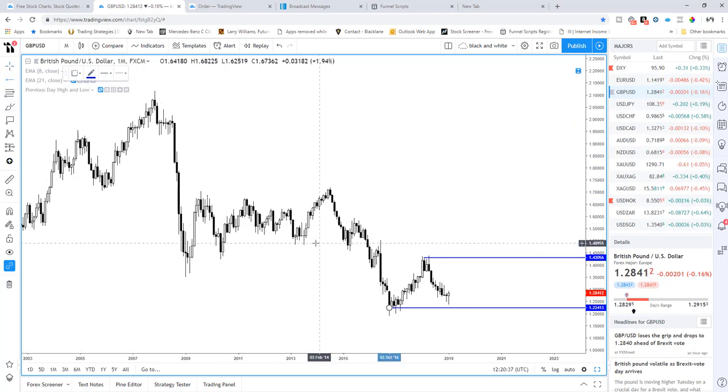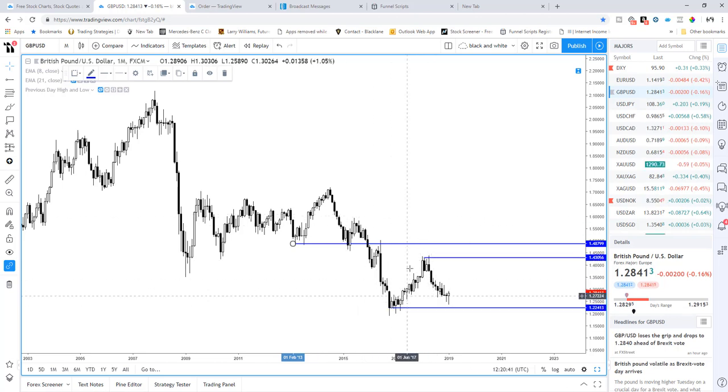So effectively, these are the next sort of support and resistance zones that I'll be looking for. Why? Well, basically, if it breaks this blue line here on the monthly, that means we have a new high, and if it breaks this blue line here, we're going to have a new low.